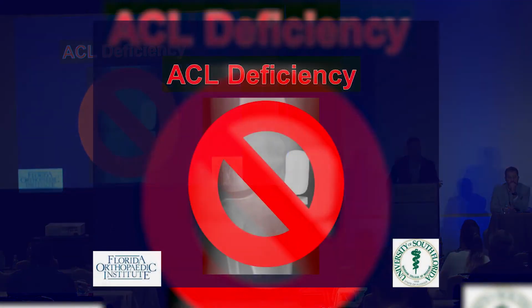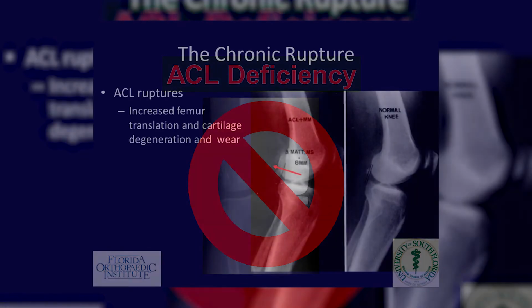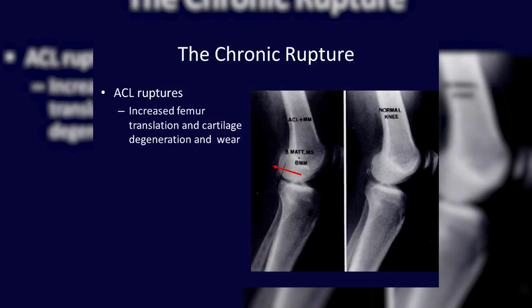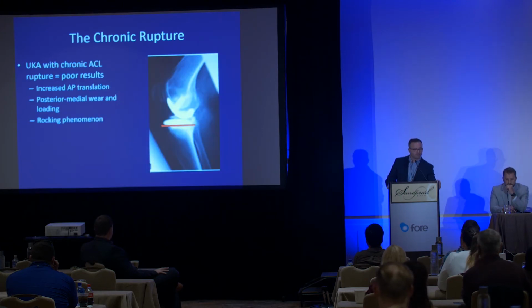So ACL deficiency is an important point. Again, it has to be the right knee. For all intents and purposes, an ACL deficient knee is a contraindication to a partial knee. It's important to understand this concept that with ACL deficiency or insufficiency, you get posterior translation of the femoral condyle onto the tibia. In the case of a native knee, this is going to cause a posterior wear pattern relative to the anterior medial wear pattern we discussed earlier. So it does present a little bit differently radiographically.